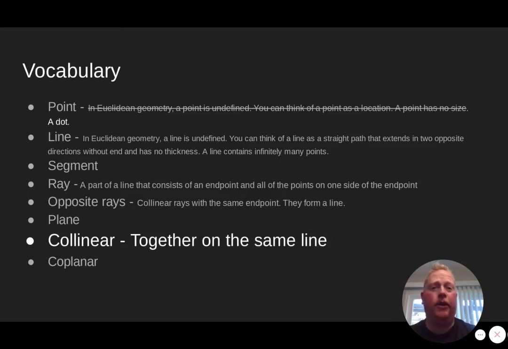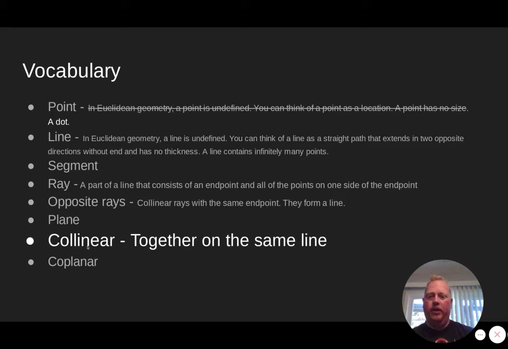Okay, back to our vocabulary. We talked about this word collinear, and it means together on the same line. Let's go ahead and break this word down so that it makes sense. It's not just a random vocabulary word. If you take a look at the first two letters, that prefix is co. Co means together. So a co-worker is someone who you work with. If you cooperate, you get along, you work together with each other.